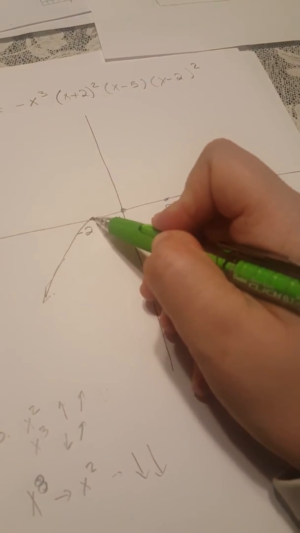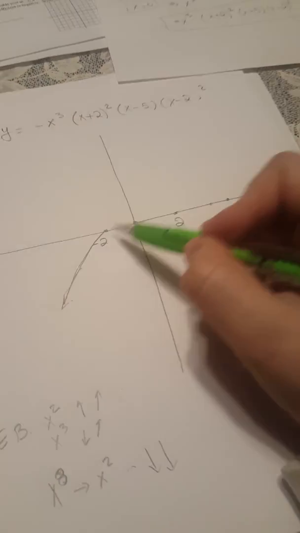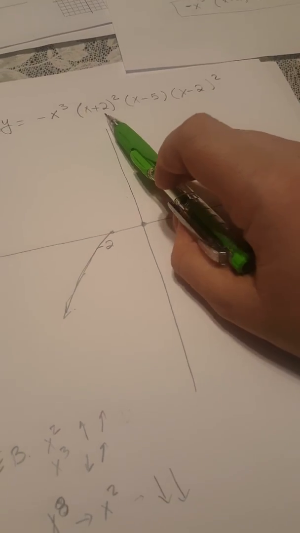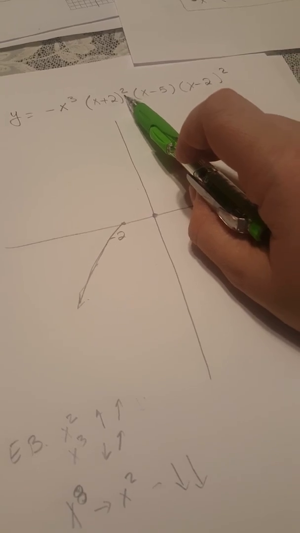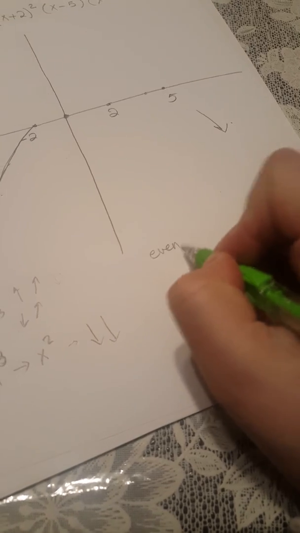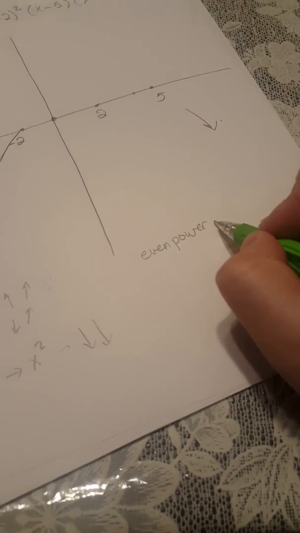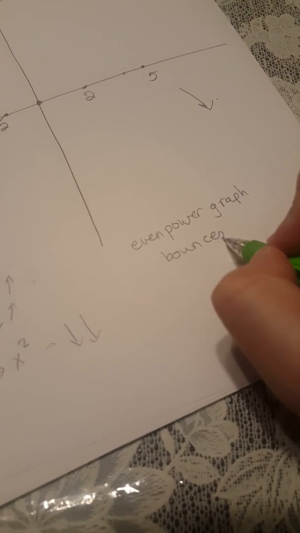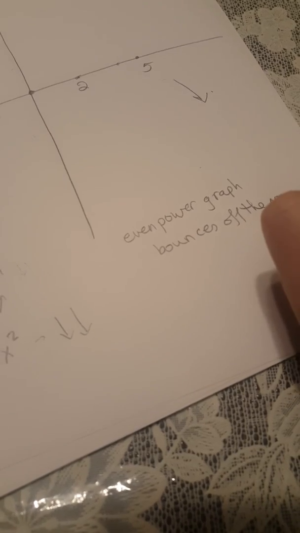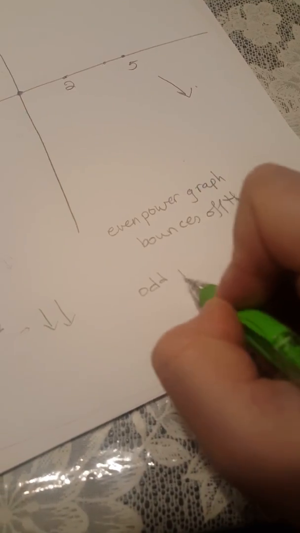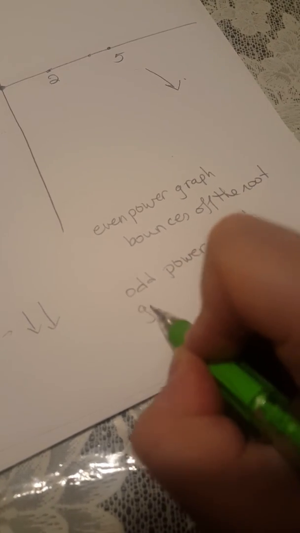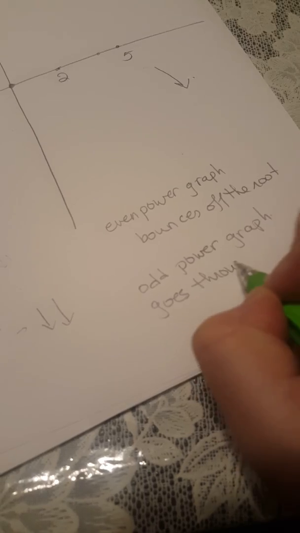So we go up from here to negative 2. Now, do we go up through negative 2 or down through negative 2? We look at the negative 2 factor. We have it as squared. Remember when we also said that having an even power, the graph bounces off the root. If we had an odd power, the graph goes through the root.